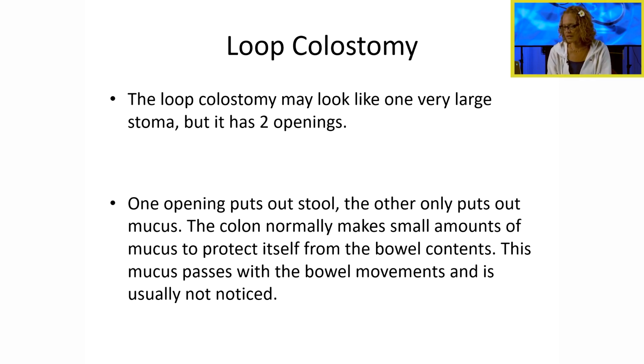The colon normally makes small amounts of mucus to protect itself from the bowel contents, and this mucus has to have a way to get out of the body. So either it's going to pass through the bowel, through the Hartmann's pouch, out the anus, or it's going to come out the other opening of a loop colostomy. But either way, we have to have a way for the mucus, which is going to be made regardless, to exit the body.